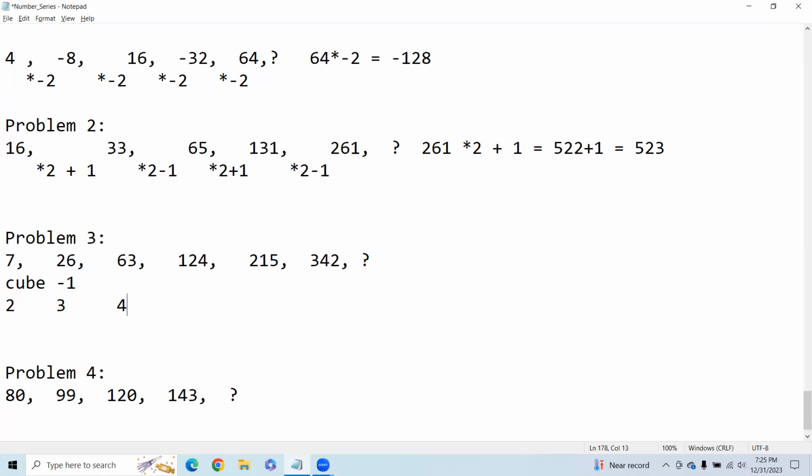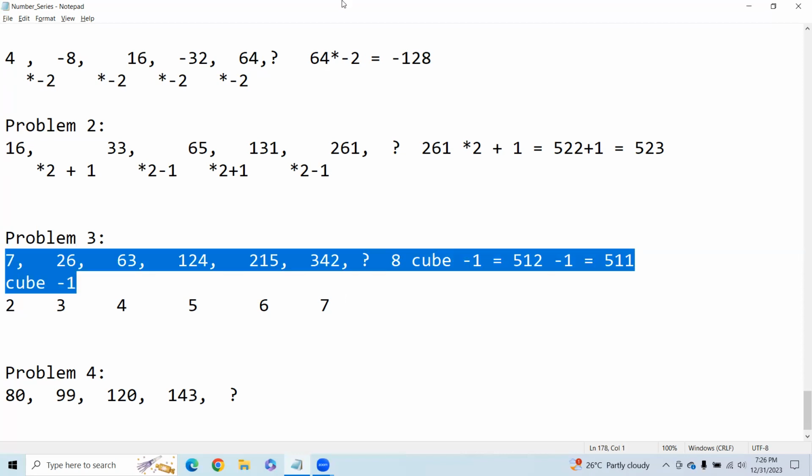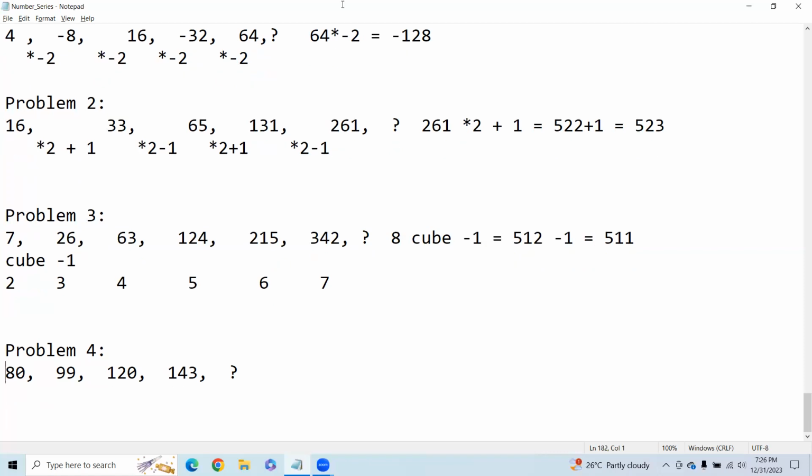4 cube, 64 minus 1, we get 63. 5 cube minus 1, we get 125 minus 1, 124. 6 cube, 216 minus 1, we get 215. 7 cube, 343 minus 1, we get 342. So to get the answer, you have to do 8 cube minus 1. 8 cube is 512 minus 1, you get the answer as 511. So here it's a combination of cube and subtraction. If you don't remember the cubes properly, it is very difficult to identify this pattern.